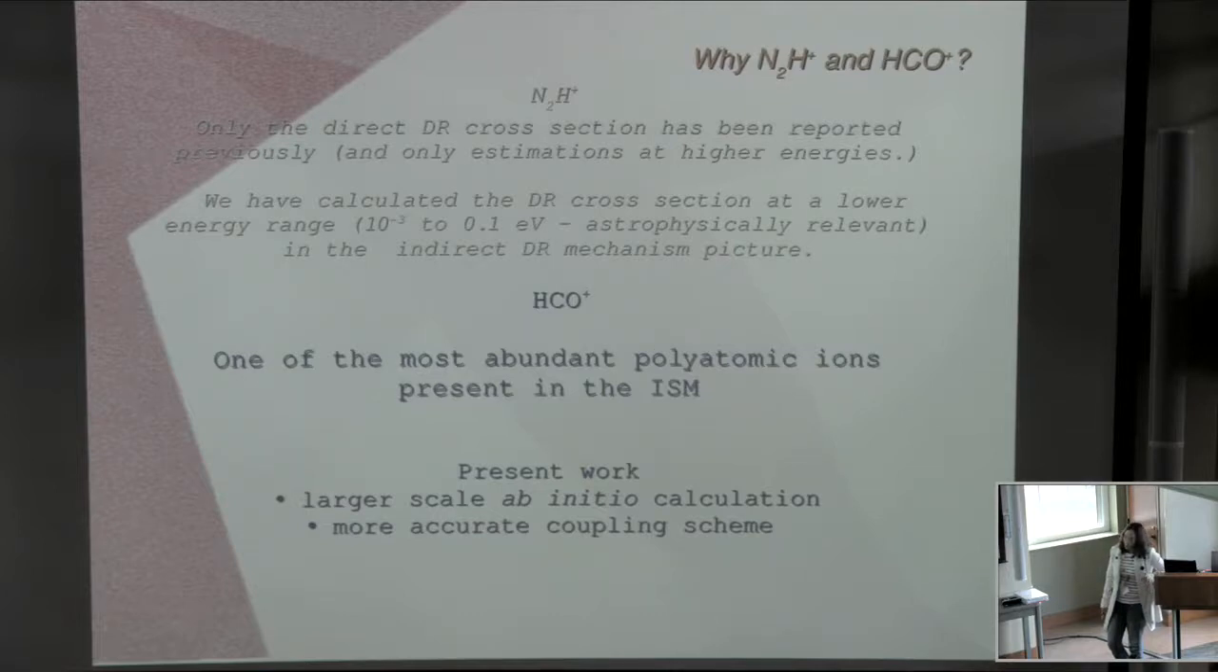It's one of the most abundant polyatomic ions present in the interstellar medium. To try to get a better agreement between the calculated cross sections and the experimental cross sections in the literature, we're going to present a work that has a larger-scale initial population and a more accurate coupling scheme. So we are taking the general couplings that were taken before, and couplings between not only sigmas and pi's, that was the coupling that I showed before, but also couplings between pi's and delta states.